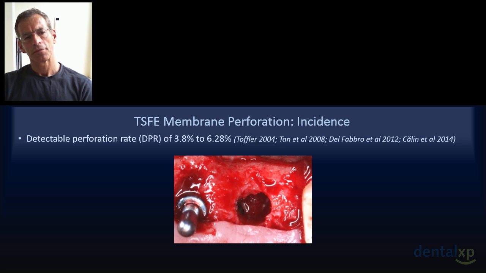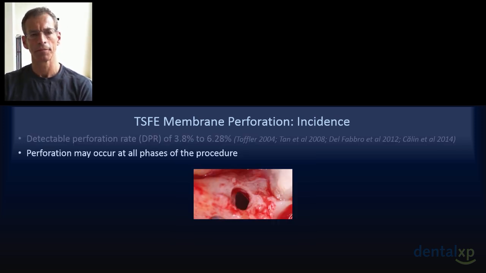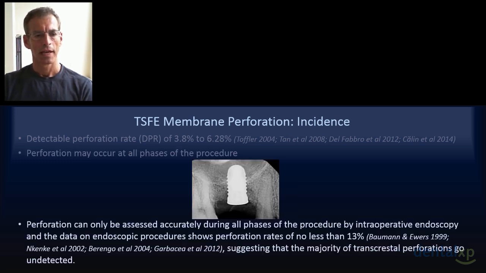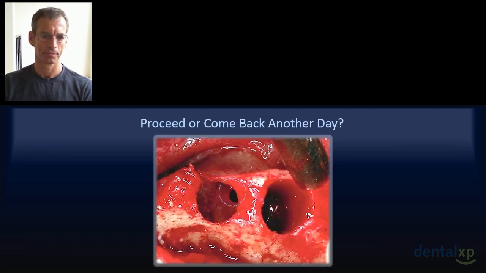The incidence of transcrestal perforation, a detectable perforation rate of 3.8 to 6.28%, has been reported. But please be aware that perforation may occur at all phases, not just during your drilling and graft placement, but also during implant insertion. And perforation can only be accurately assessed during all phases of the procedure by intraoperative endoscopy, and the data on endoscopic procedures show perforation rates of no less than 13%. That's more than double the reported detectable perforation rate. This suggests that the majority of transcrestal perforations go undetected.